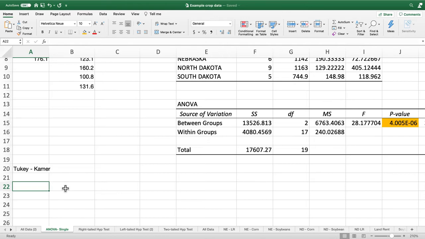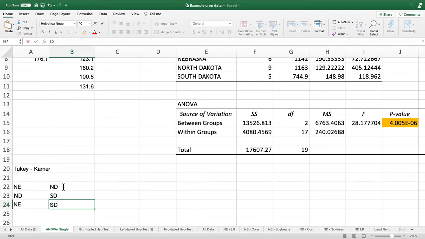All right, so what that means is we're going to look at Nebraska versus North Dakota and see how those means compare. We're going to look at North Dakota versus South Dakota and see how those means compare. And then finally, we're going to look at Nebraska and South Dakota to see how those means compare. So here are our pairings.